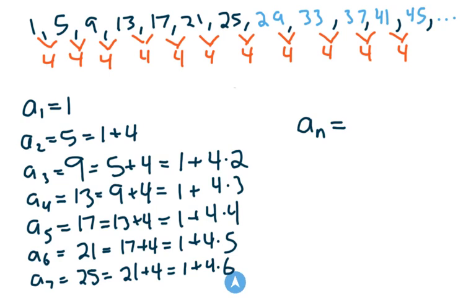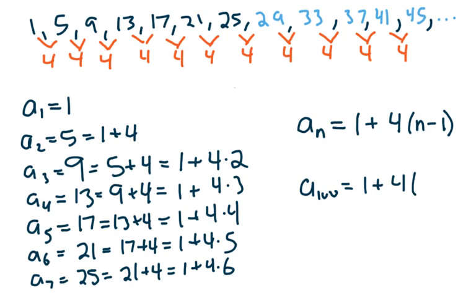Index 7, we had to add 4 6 times. So if I have a starting place of 1, I have to add 1 less 4. So that's 4 times 1 less than the index. If your index is 100, the 100th term is going to be 1 plus 4 times 100 minus 1, or 99. So that's going to be 1 plus 396, or 397.